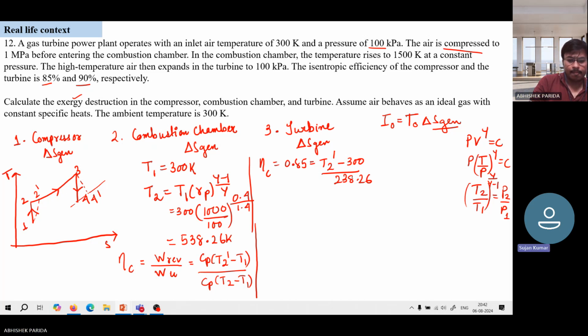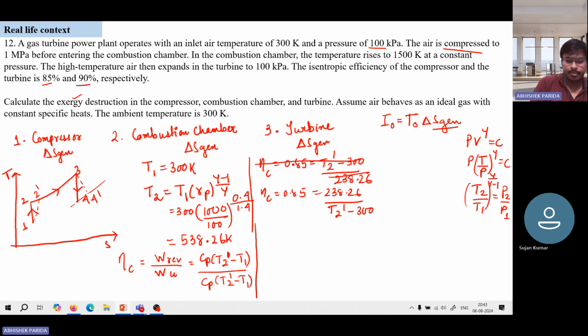Sir, it's a work consumed device. That's why T2 minus T1 divided by T2 dash minus T1. Oh, okay. Sorry. Yeah, you're absolutely right. I've done a mistake here. So it is T2 minus T1 by T2 dash minus T1. Absolutely. Okay. So the compressor efficiency is equal to 0.85. This is 238.26 by T2 dash minus 300.